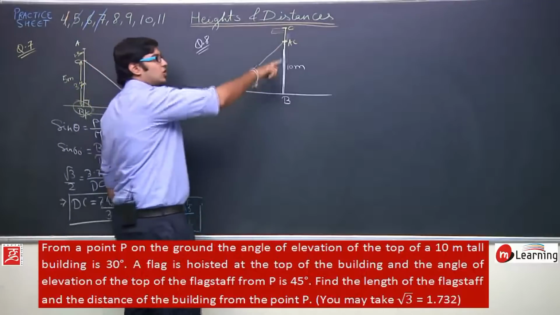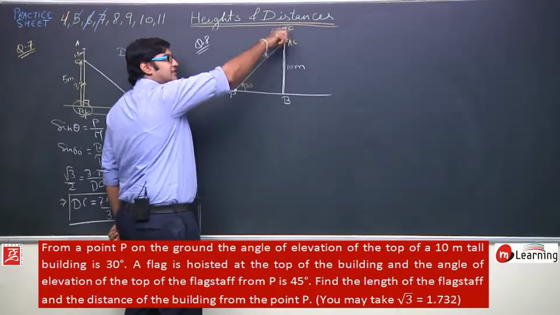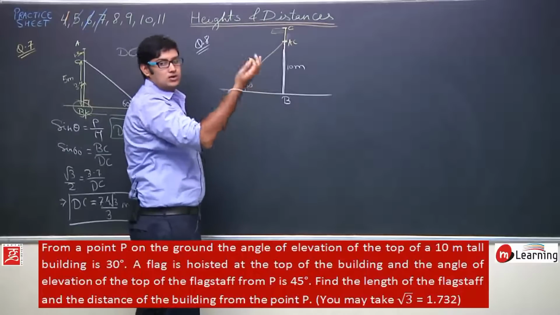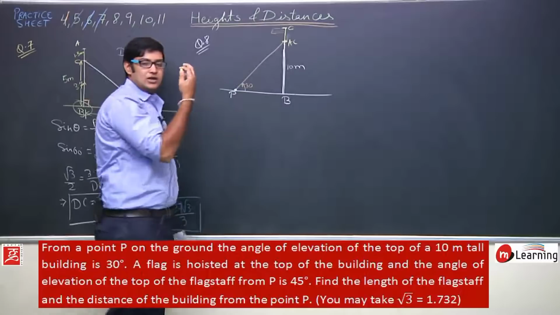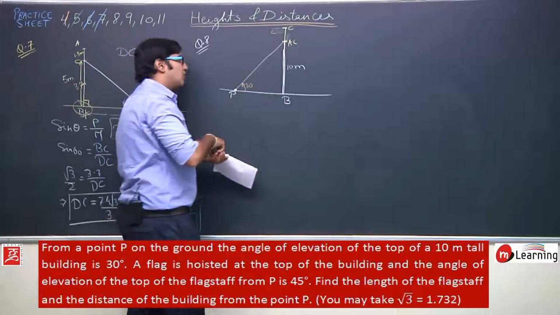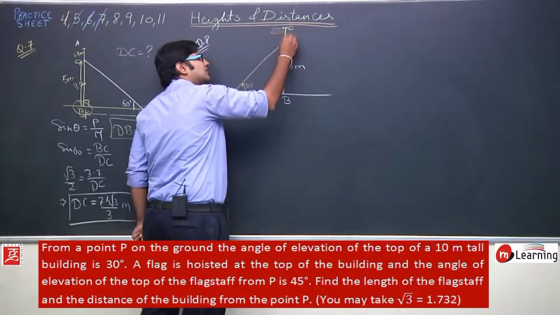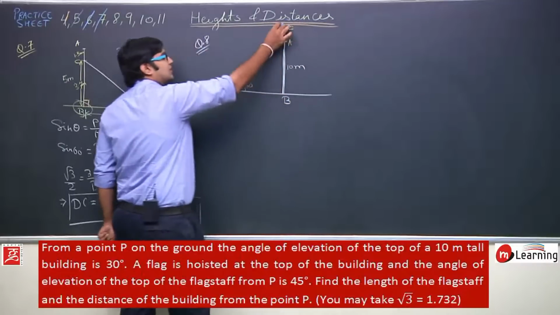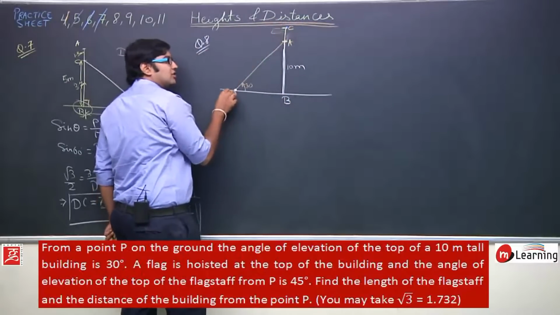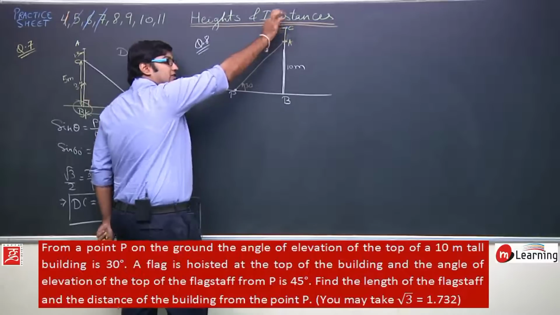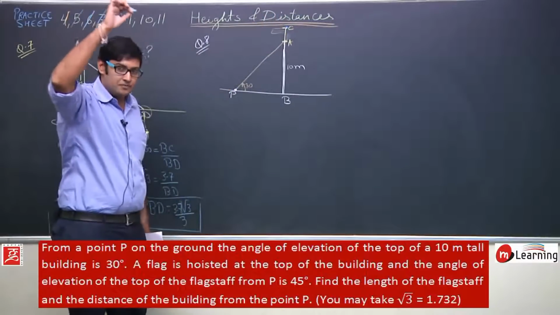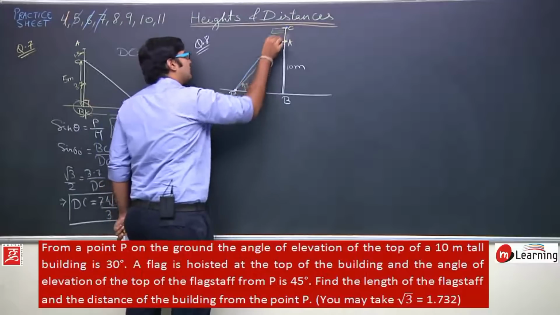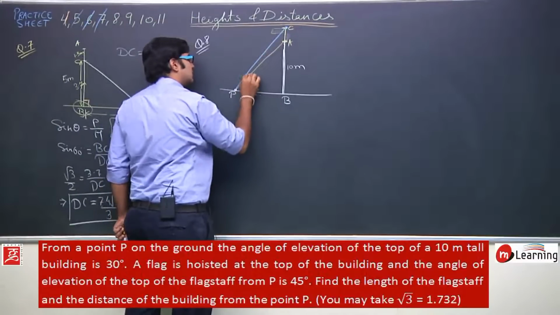So when I looked at the top of the building, I saw a flag AC on this top. So what I did is I moved my head more, okay, I tilted my head more and I observed the top of this flag staff. This is the flag staff AC. So I observed the top of this flag staff and I saw that to observe this C point, which is the top of the flag staff, I need to move my head 45 degrees upwards.